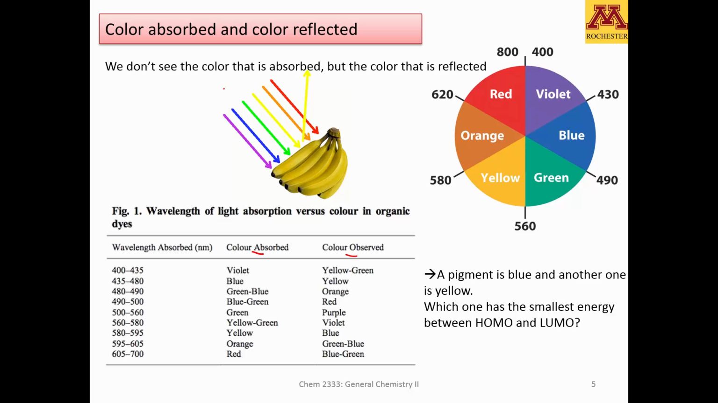In other words, if you shine white light, all ranges of wavelength, on an object, the color that is reflected, the color that is observed, is the one that is not absorbed. And how do we know the relationship between the color that is absorbed and the color that you see? Well, this is why you have this color wheel. The color wheel gives you the relationship between complementary colors. And you have here these numbers.